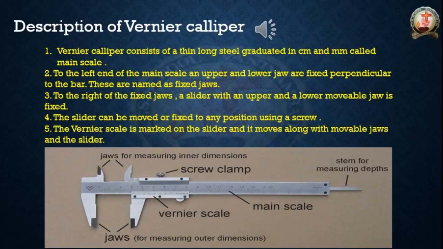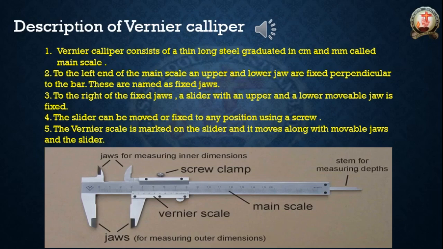Today's first concept is description of vernier caliper. Okay, so we will discuss here the description of this vernier caliper. The first point is, vernier caliper consists of a thin long steel bar graduated in centimeter and millimeter called main scale. That name is main scale. So once again I'm going to read this first point.